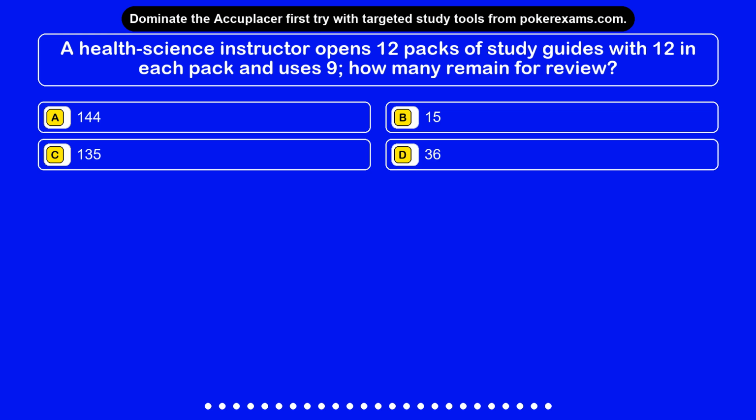Question 1. A health science instructor opens 12 packs of study guides with 12 in each pack and uses 9. How many remain for review? Option A, 144. Option B, 15. Option C, 135. Option D, 36.